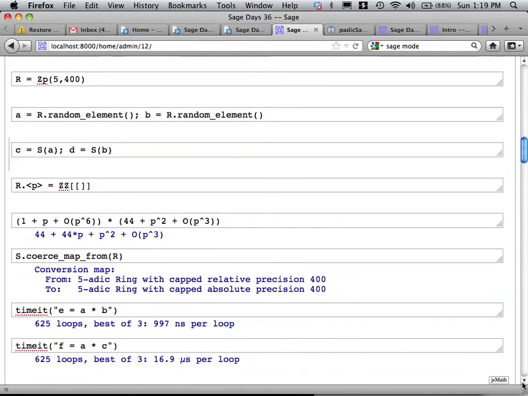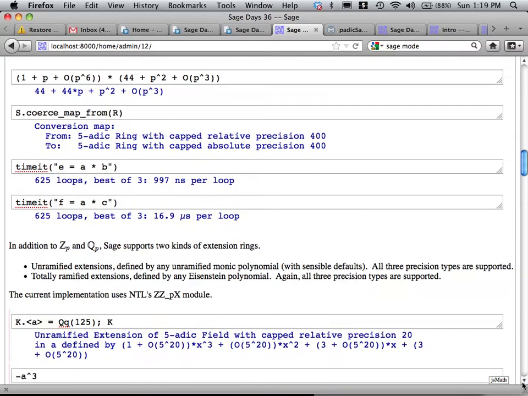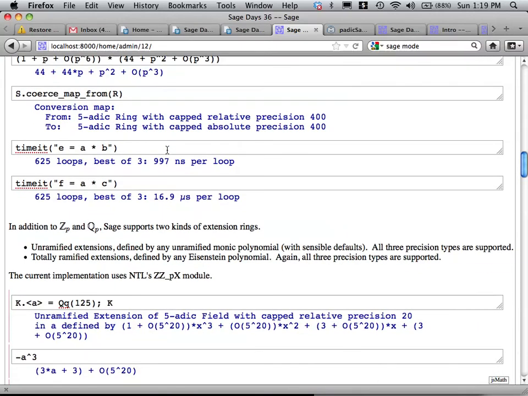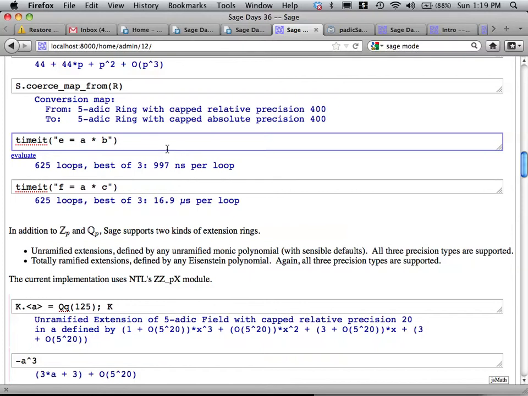All right, and then I did some timings this morning. I talked about conversion maps. Turns out that fixed modulus rings are not as fast as we would want them to be. Isn't that always the case?